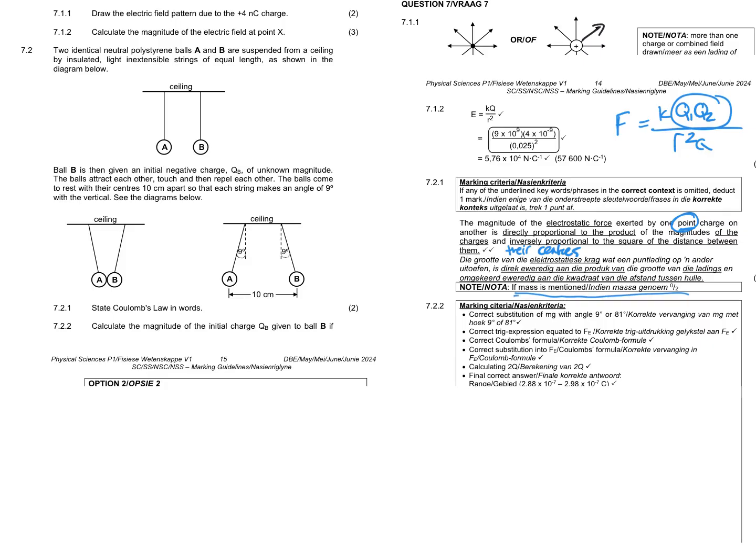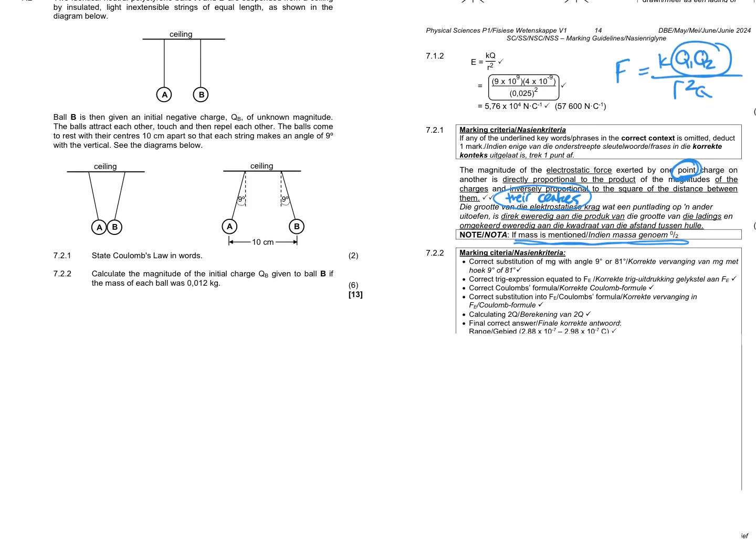And you can see here, if you mention mass, you get 0 out of 2. So they say point charges, which means they don't need to say their centers, but I would rather we focus on saying their centers because the gravitational law needs you to say it. So just always say it. But this one is charges, the other one is masses. So if you make a mistake with that, you're going to get 0, which is going to be a bit of a waste.